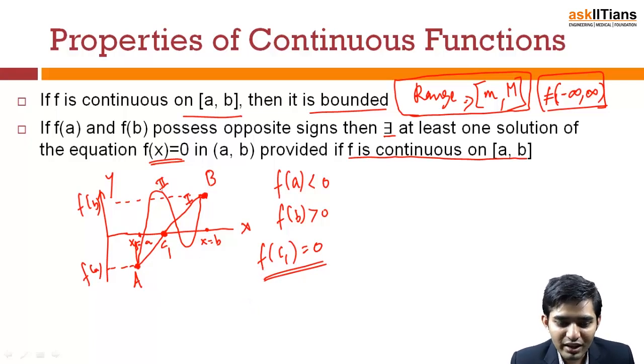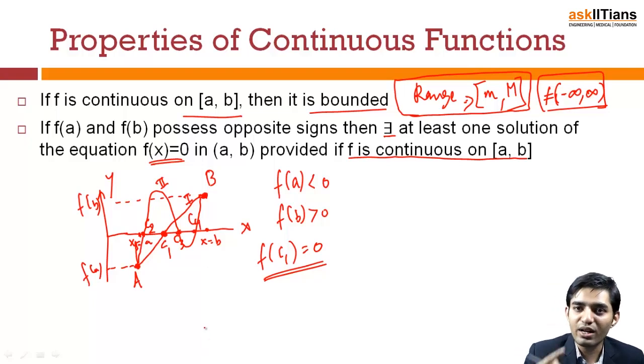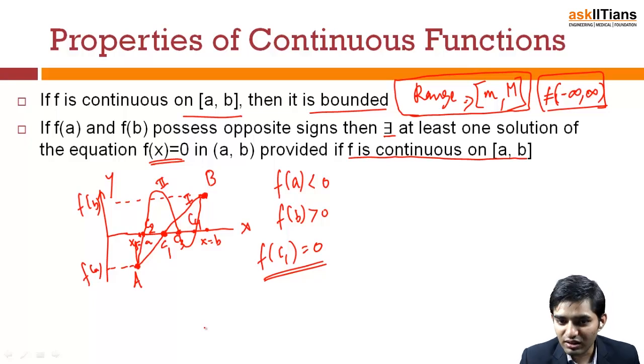Or if I join it by path number 2, then I will get 3 points. Here this is C2, this point will be C3, and this point will be C4. But what I am saying is, there will be at least one point. I will have to cut the x-axis at least once, and if I cut the x-axis at least once, that means the function will have at least one root between a and b.